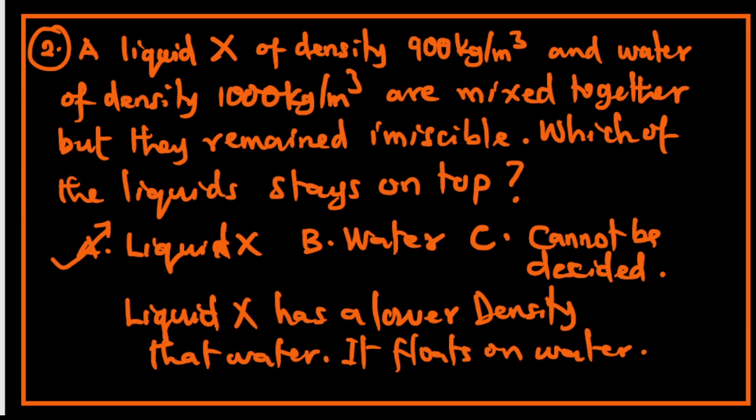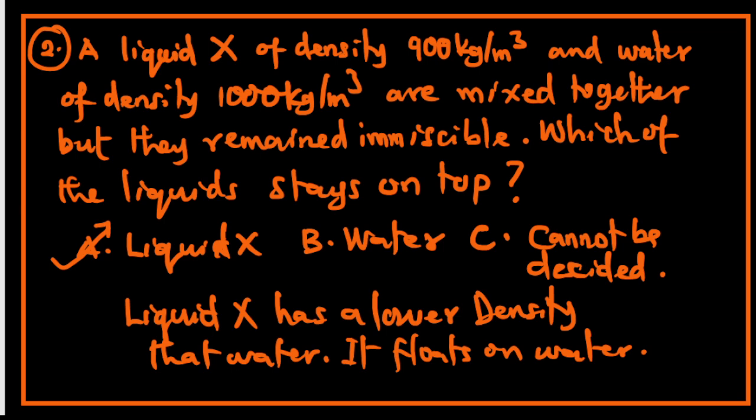This is also another question. This is like an application question telling you that a liquid X of density 900 kilogram per meter cube and water of density 1000 kilogram per meter cube are mixed together, but they remain what? Immiscible. Okay, there's a wrong spelling of immiscible. The question is asking which of the two liquids will stay on top.